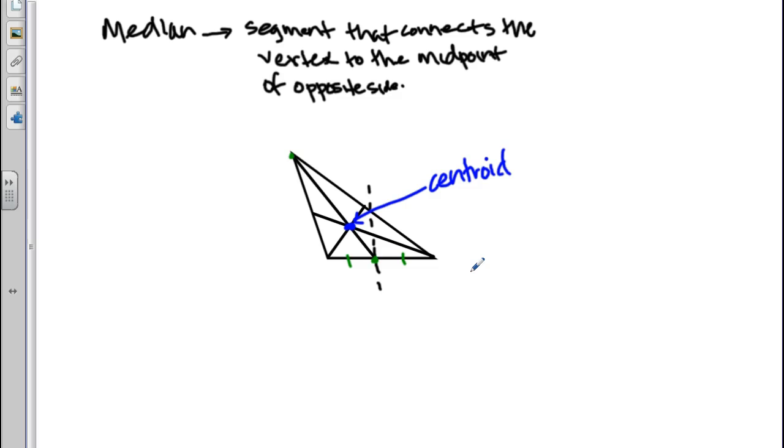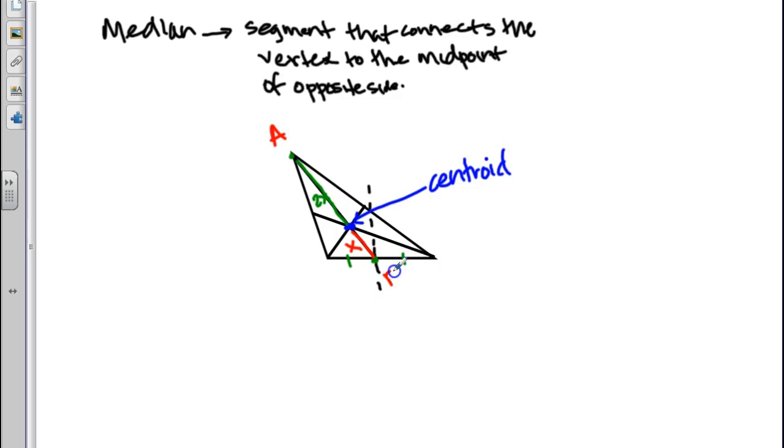So here's the deal on the centroid. We have a 2-to-1 ratio on this centroid. This section from the vertex to the centroid is 2 times the section from the centroid to the side. So I have a 2x and x, which means this is 3x long. So think about that. If I tell you the red is 5, then the green is 10. If I tell you the green is 16, then the red is half of that, it would be 8.